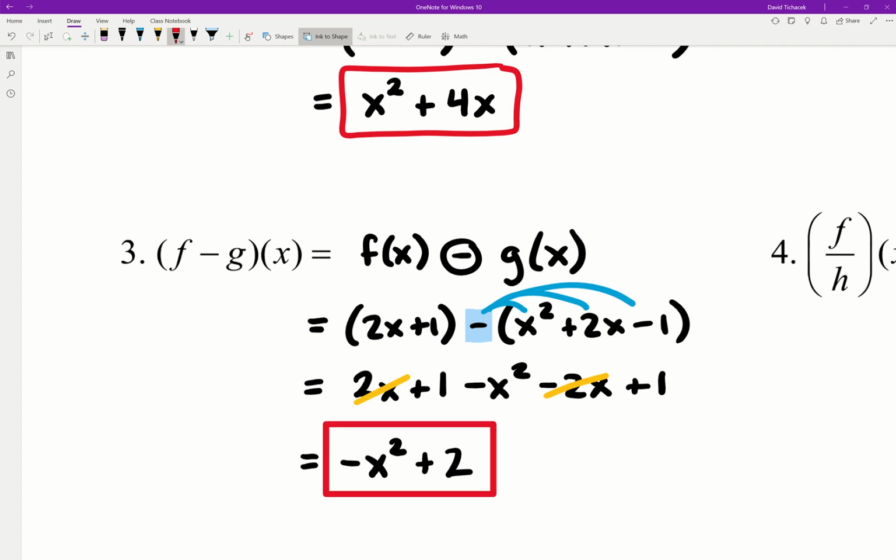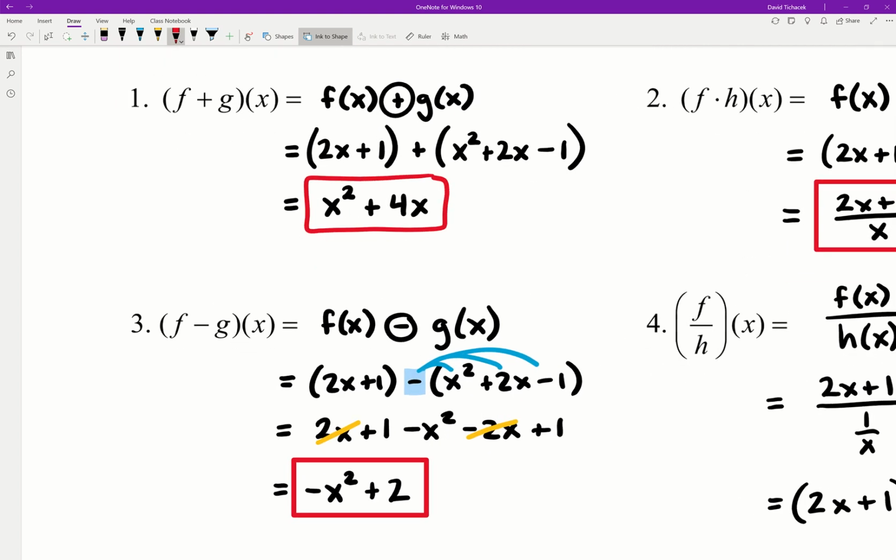Okay. Again, those are pretty straightforward. The only recommendation that I have for you, again, is to make sure that you encase this stuff in sets of parentheses so that you don't make any mistakes when it comes to sign rules and that kind of thing.